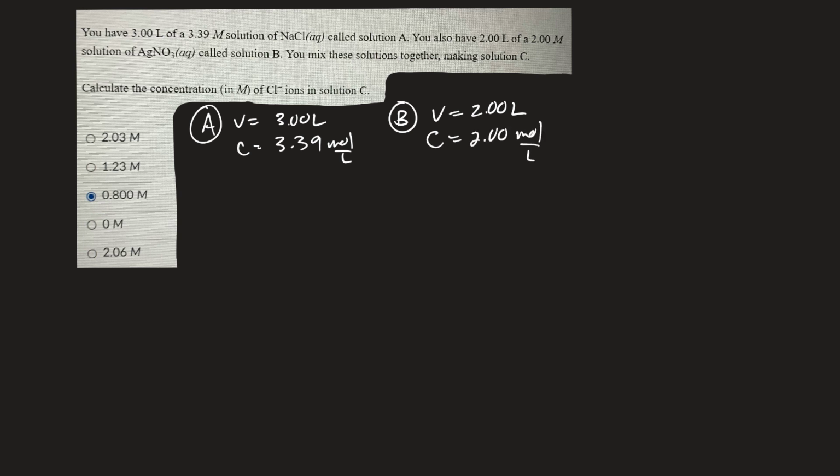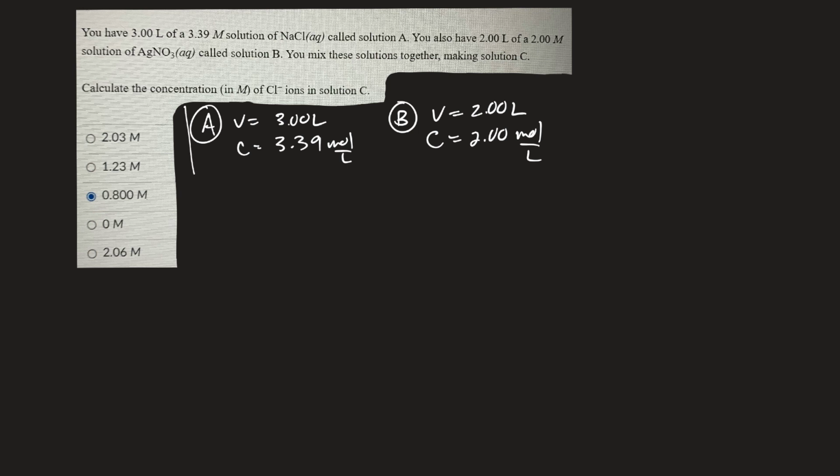Okay, here's a good question trying to understand the concept of dissociation and how many moles of ions you have. In solution A, I've got a volume of 3 liters and a concentration of 3.39 moles per liter. And in solution B, I've got a volume of 2 liters and a concentration of 2 moles per liter.